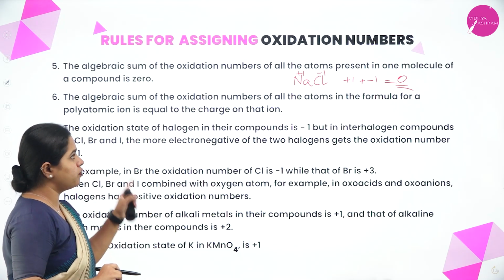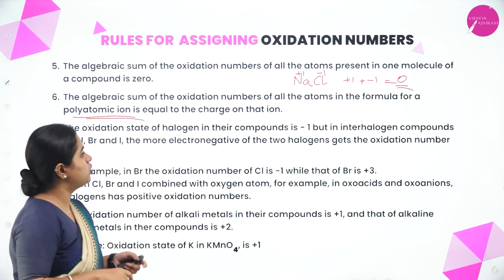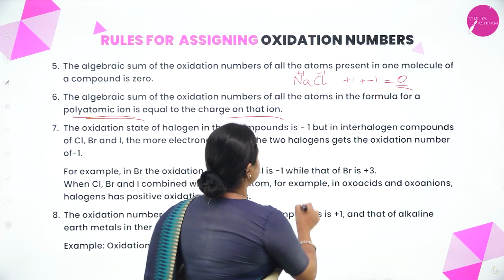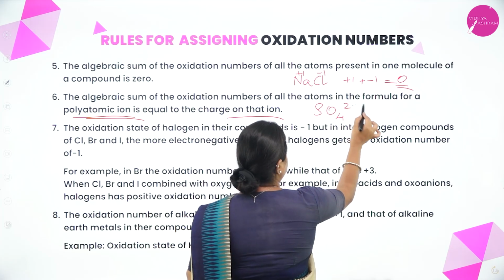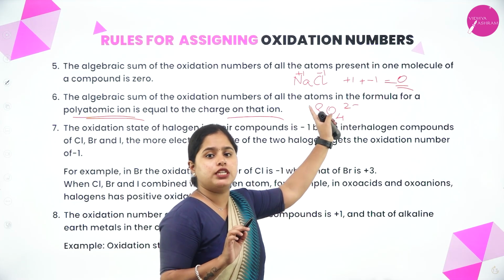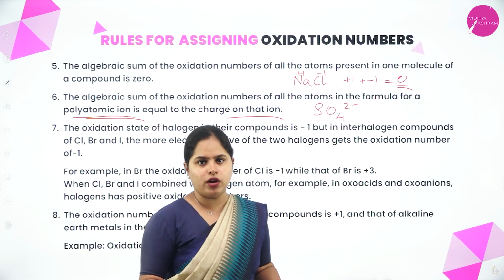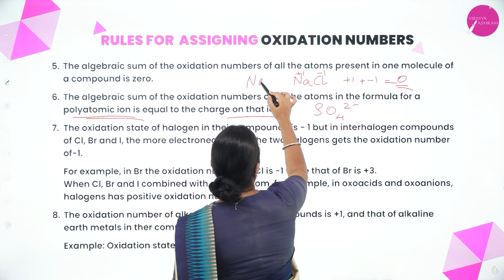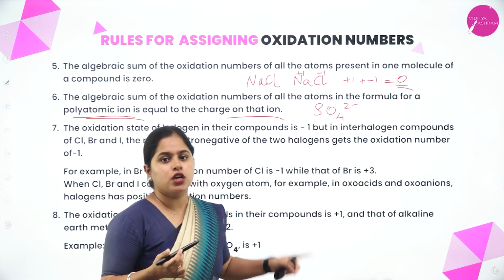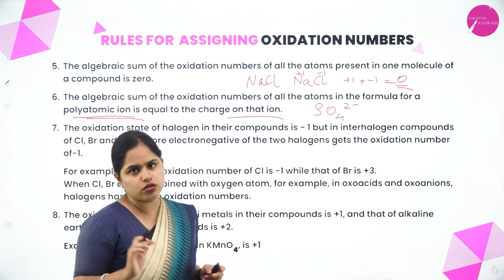Now the next one: the algebraic sum of the oxidation numbers of all the atoms in the formula of a polyatomic ion is equal to the charge on that ion. You can see NaCl doesn't have any charge, right? It is a neutral molecule. But for example, if I am taking SO4 2-, and I add the oxidation number of sulfur and the oxidation number of oxygen, it should not be equal to 0, it should be equal to -2. That is what it means. In this case, SO4 2-, there is a charge, so the sum is equal to -2 and not 0. I hope it is clear.